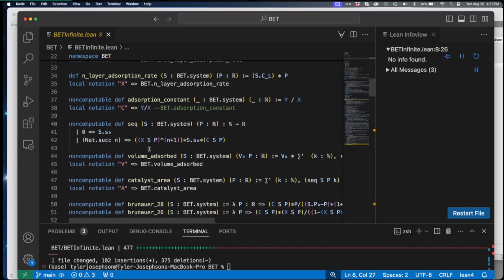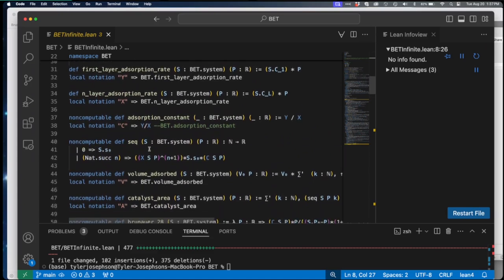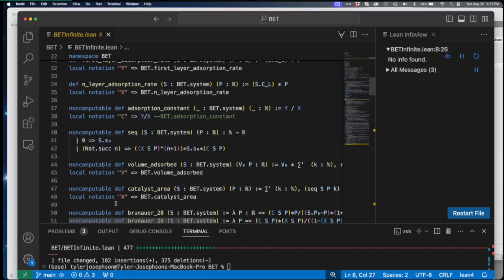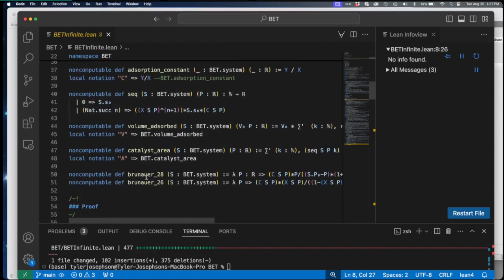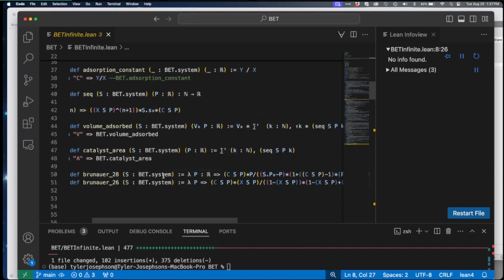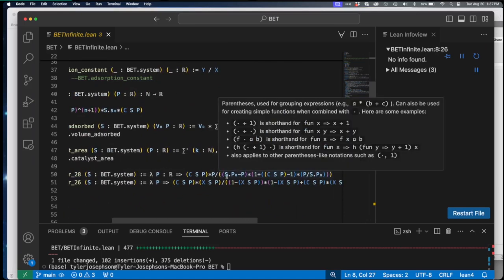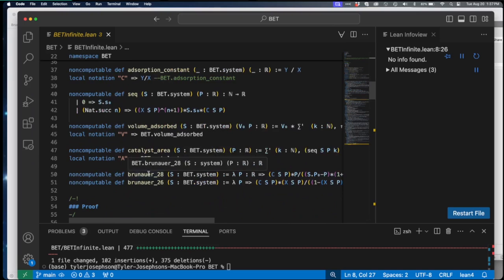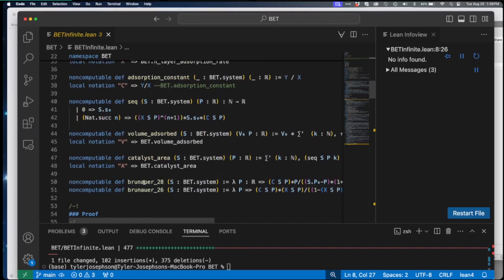So if I can get them all on one screen, these are the 1, 2, 3, 4, 5, 6 premises that define our theory, and then we have our conclusions. And we want to prove that this function follows, and if you look at all of the terms, this should be matching up with equation 28 and with equation 26, respectively. So we can just name these Brunauer 28, Brunauer 26, according to the numerical parts there.